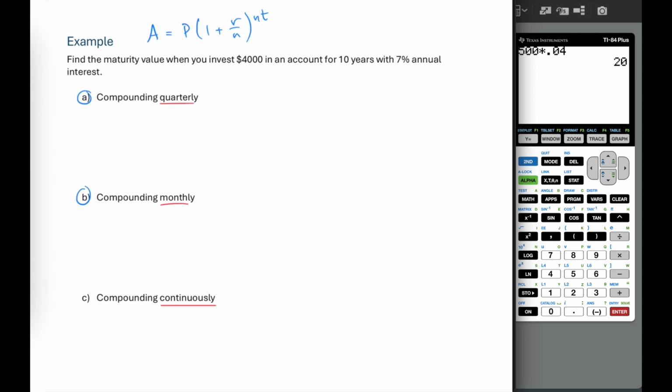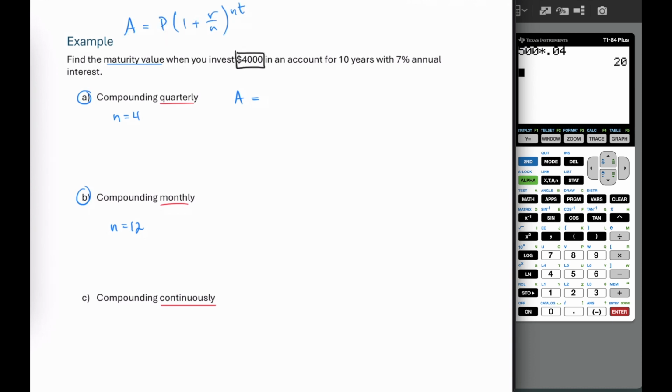When compounding quarterly, we'll have 4 compounding periods in a year, so N will be equal to 4. When compounding monthly, we'll have 12 compounding periods in a year, so N will be 12. So for part A, we're asked to find the maturity value, which is A. So that's our unknown quantity, and we'll hold that spot with just the A.